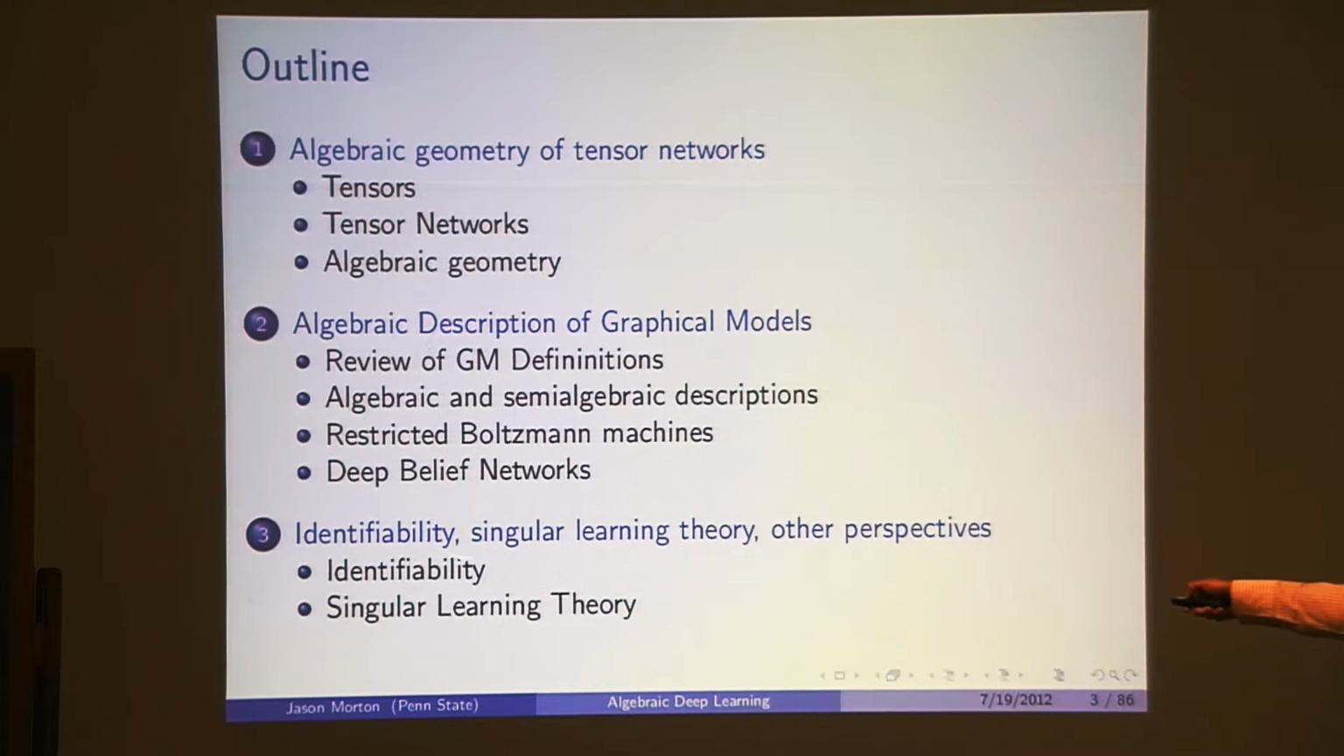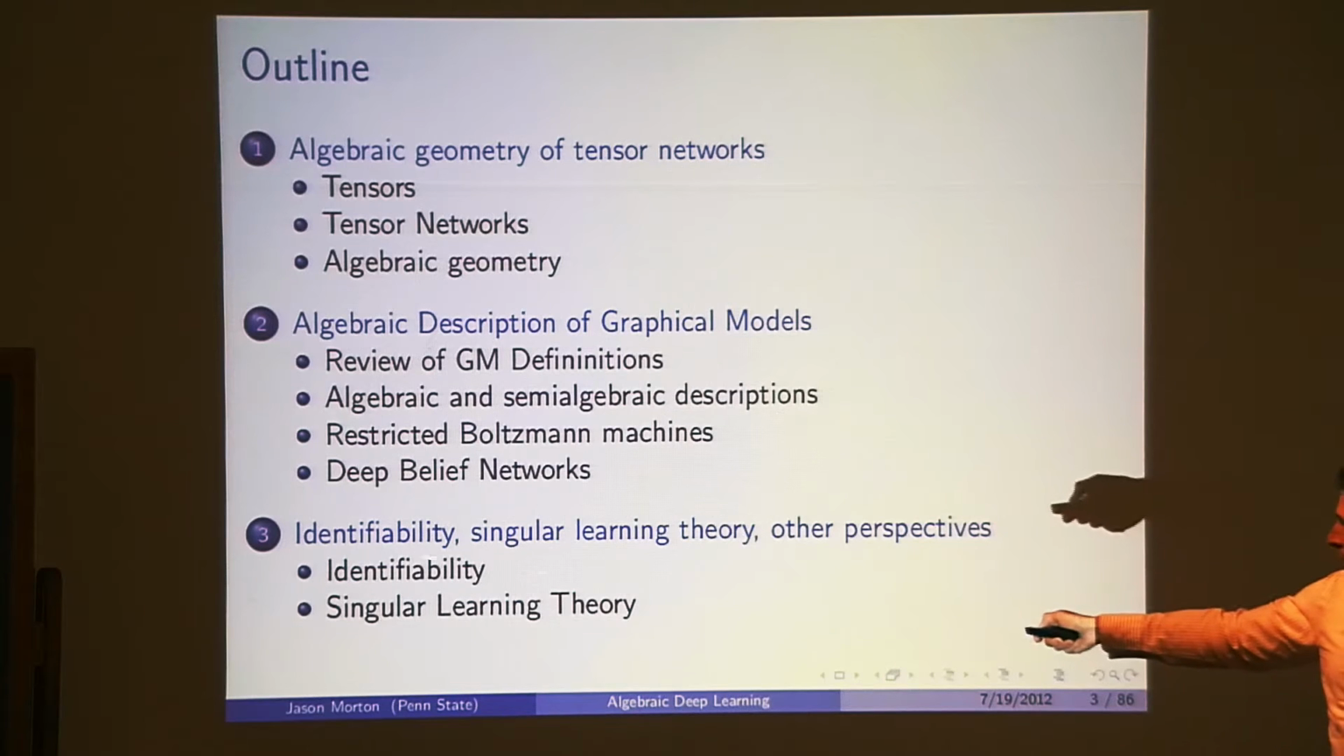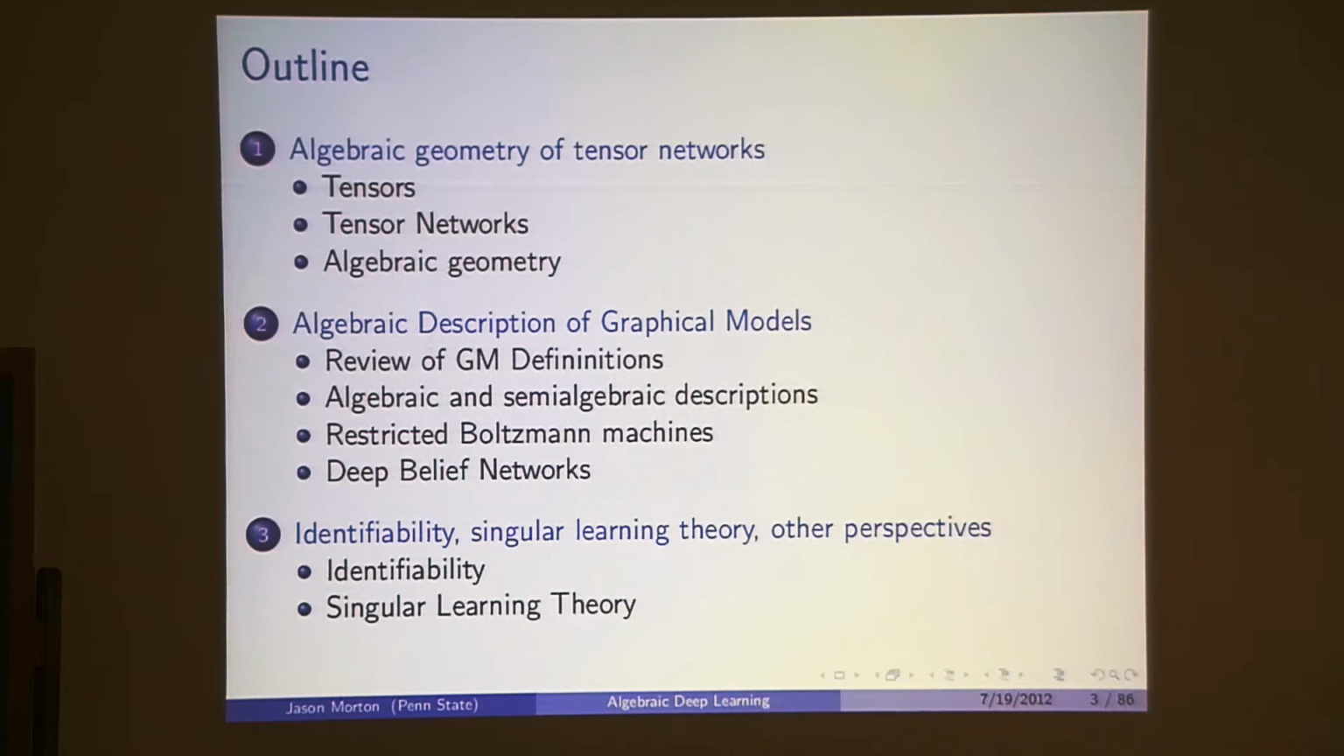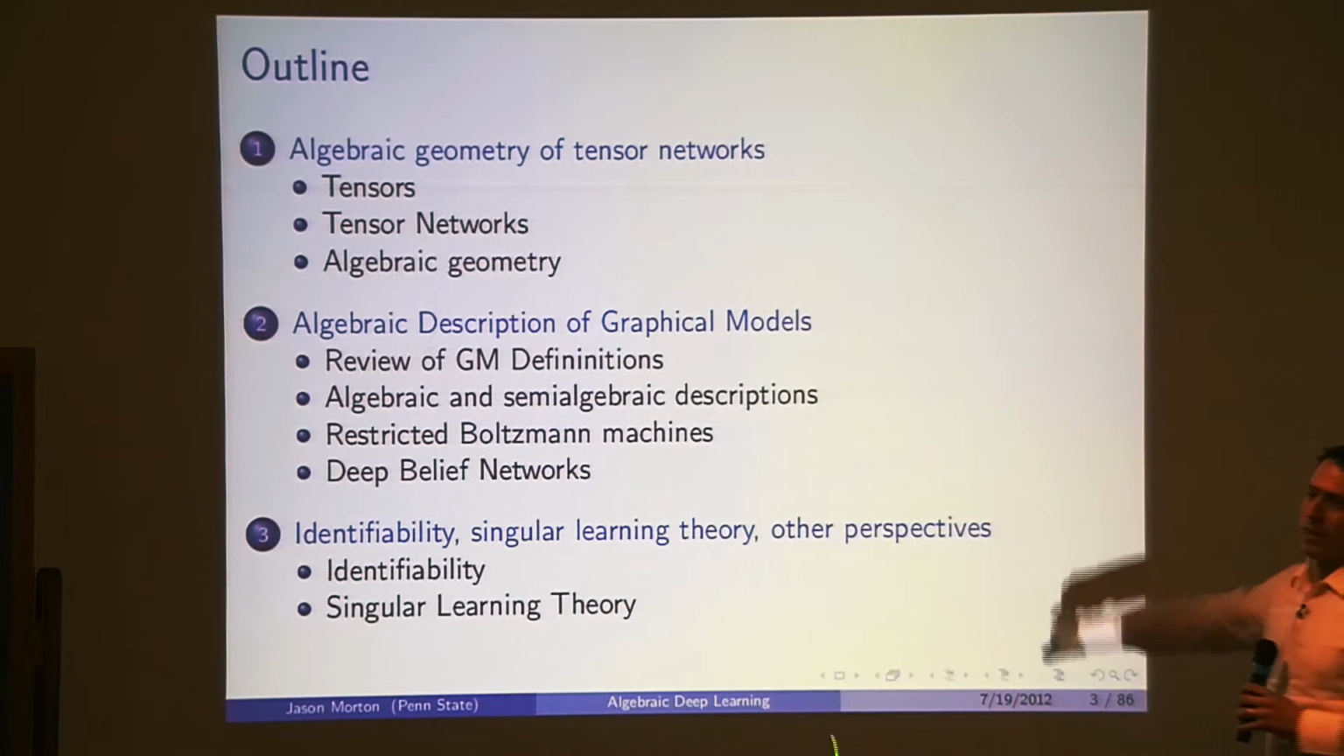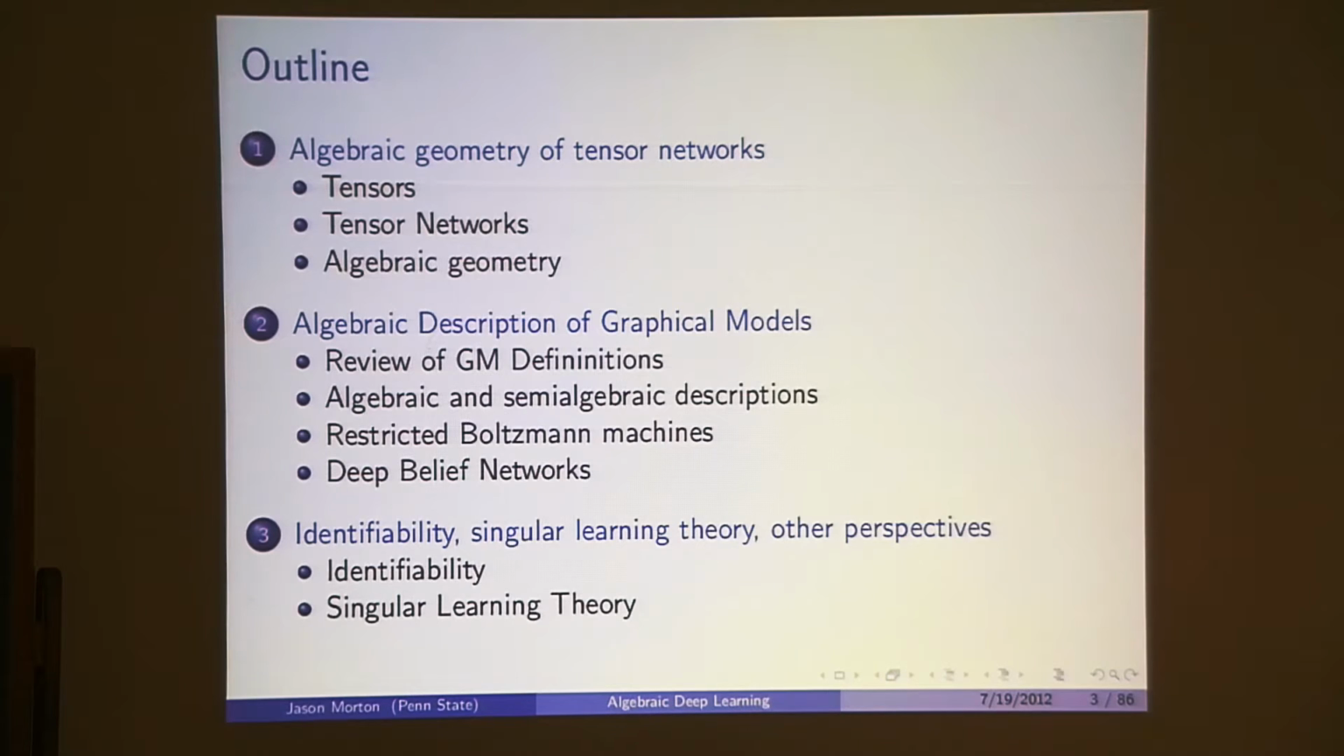And in the last hour, I'll talk about some of the other perspectives and the exciting new developments that are coming out of this. Identifiability I mentioned already, and there's this thing called singular learning theory, which tells you that algebraic geometric properties of a model can actually predict things like the Bayes generalization error. And so there's hope that understanding these things will translate directly into a prescription about which models will perform better than others.